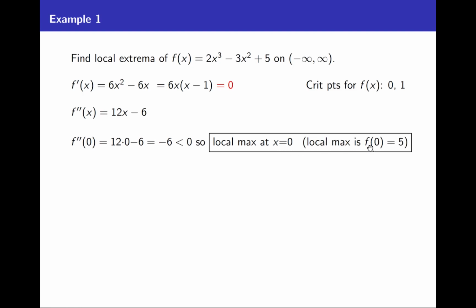And that local maximum has a y value. It's f of that x value of 0, which is 5. It's so easy.